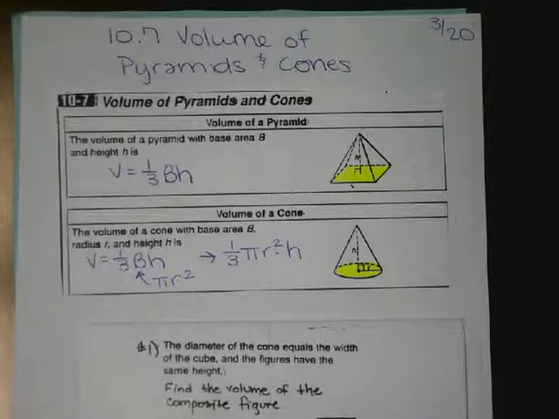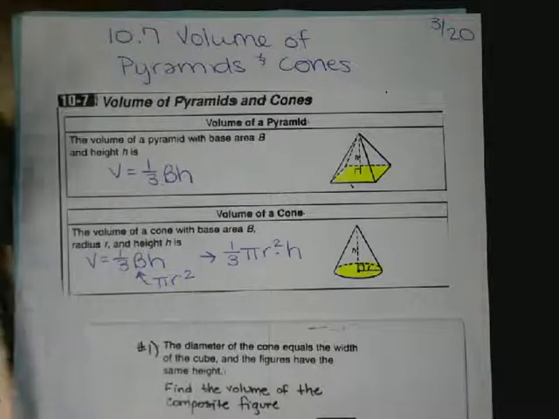This is going to be 10-7, volume of pyramids and cones. So we just did the surface area. Now we're going to add in the volume. We've already done all the vocabulary words, and now we're just using them in formulas. So I have just a little bit to talk about the formula. Then I have some examples, and then we'll talk some more in class about these.